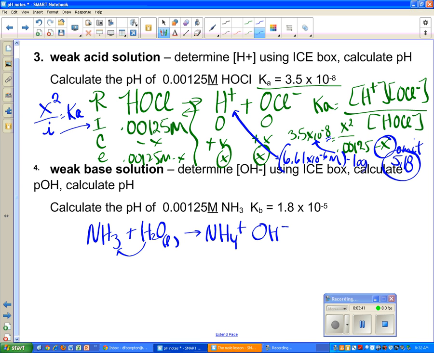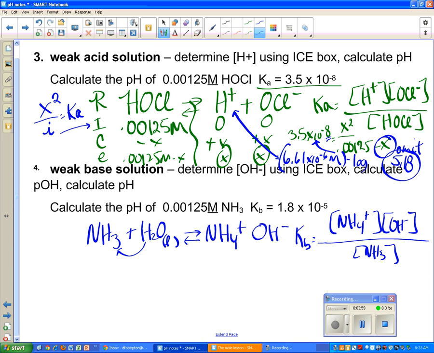So if we write, again, it's at equilibrium, the equilibrium expression is going to be NH4 plus, the conjugate acid, and the conjugate base OH minus, and on the bottom we have the original base, NH3, and that's going to equal Kb. Again, it's a RICE equation. But you're going to get to a point where you really won't use them that much because you'll just do x squared over initial. So I know that I have 0.00125 molar NH3. These are going to be 0. We're going to minus x, plus x and plus x.